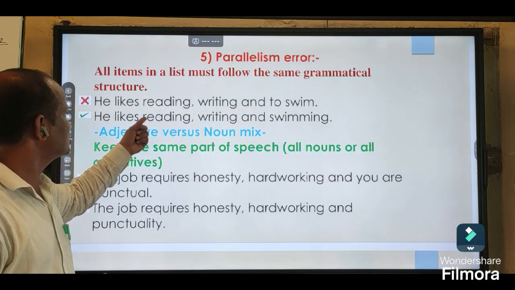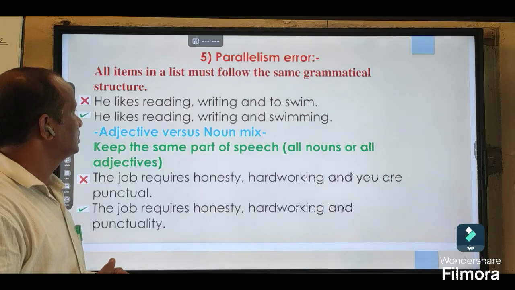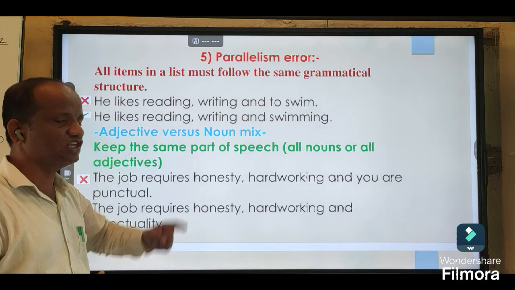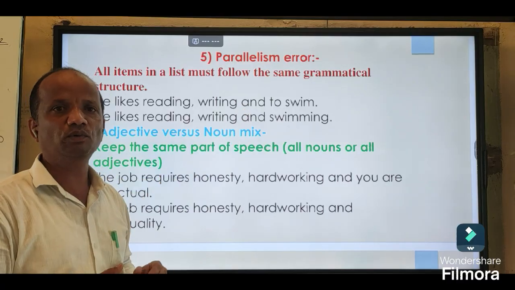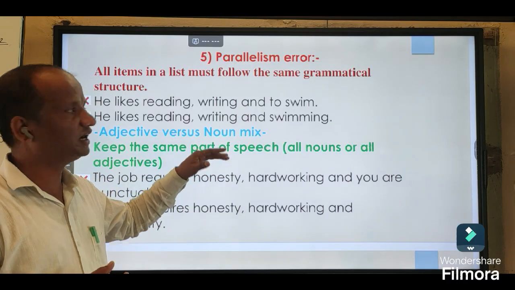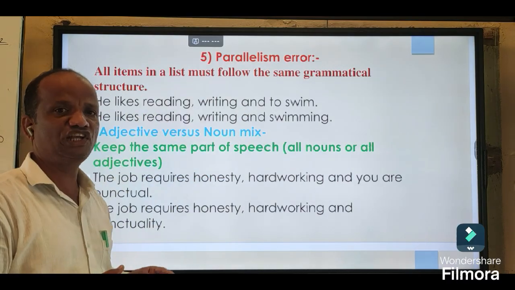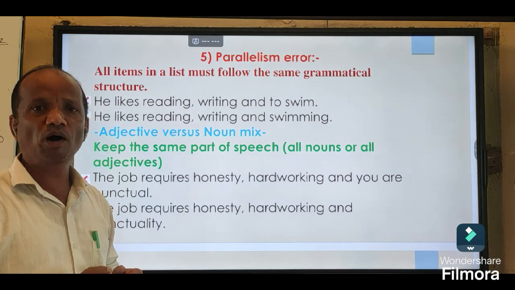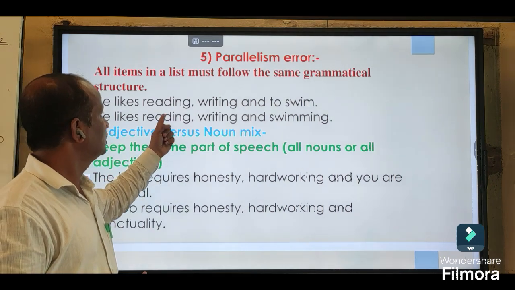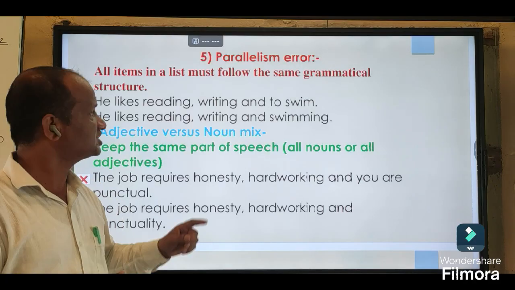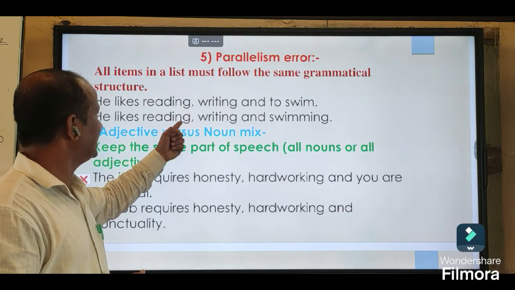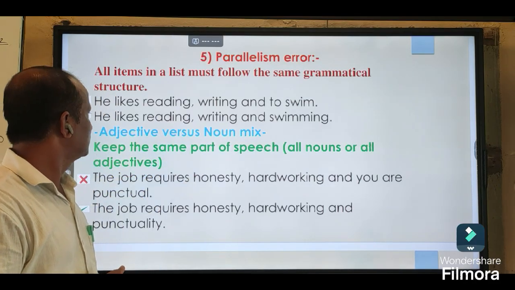For example, he likes reading, writing, and to swim. Here you will find that reading and writing are in gerund form, and to swim is in infinitive form. To avoid this error, we have to keep all the items in the list in the same grammatical form. So we have to turn to swim into gerund form, that is swimming. So the correct statement will be: he likes reading, writing, and swimming.